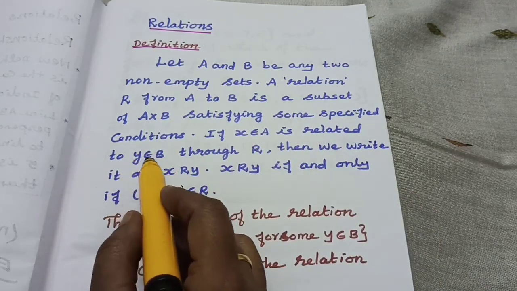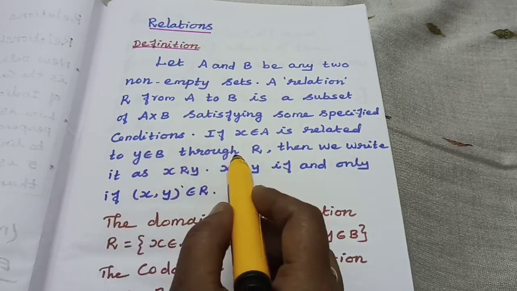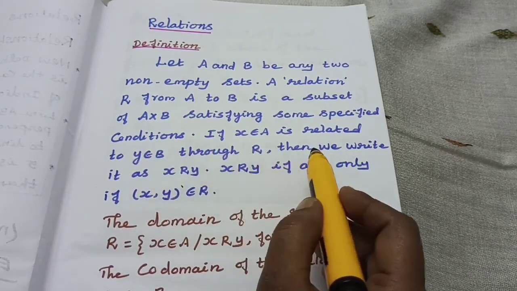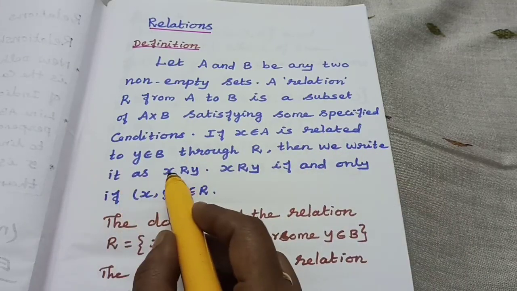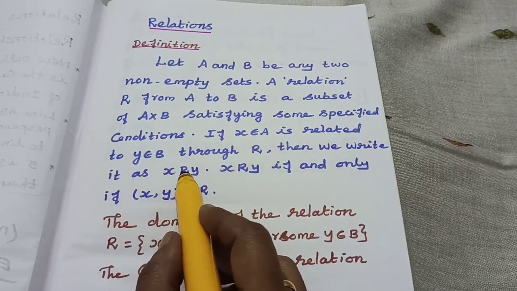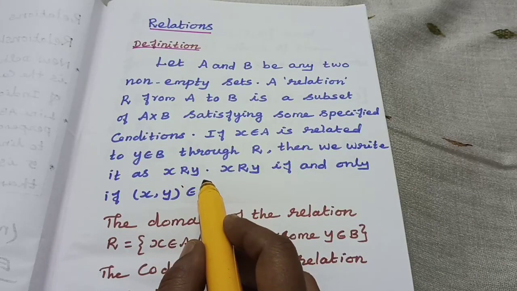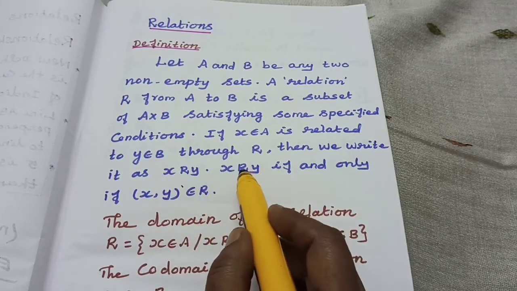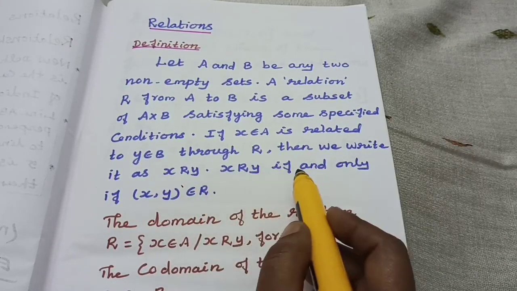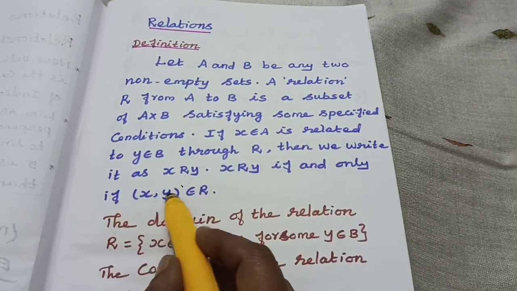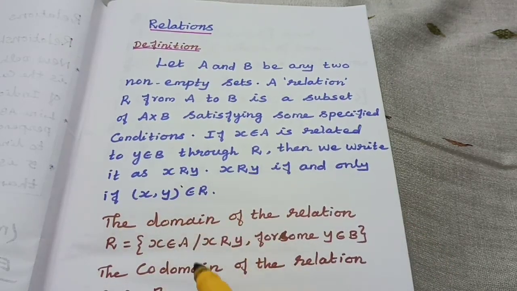Okay, Y values are in B through R. Then how can we write it? X is related to Y. Then this X is related to Y if and only if, what can we write? X comma Y belongs to R.